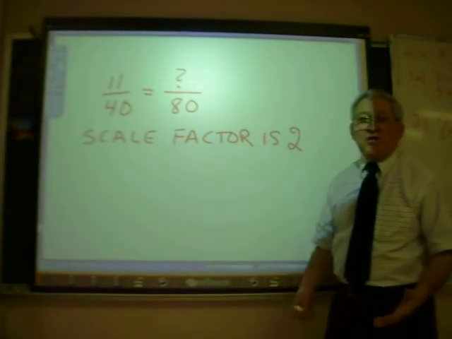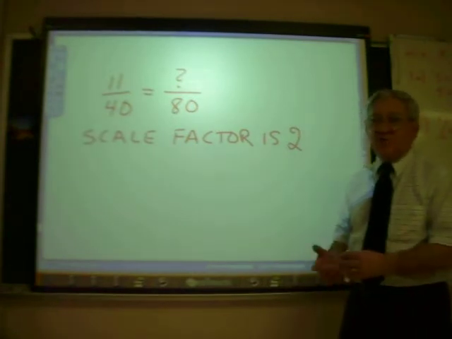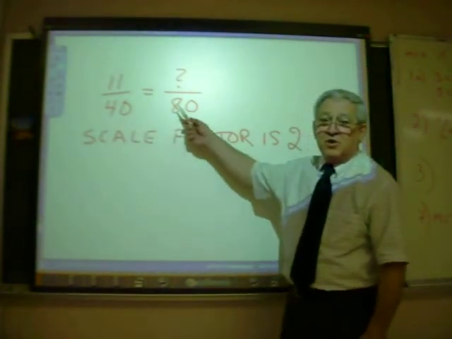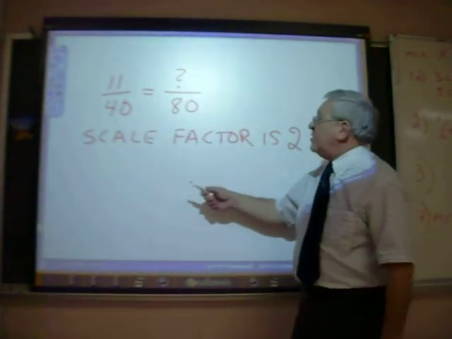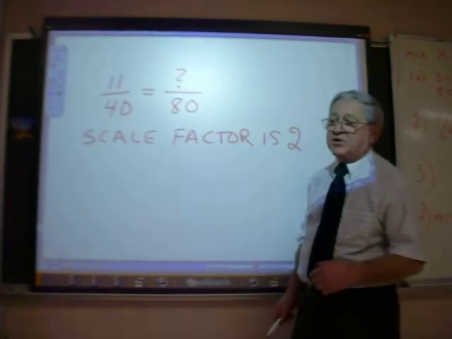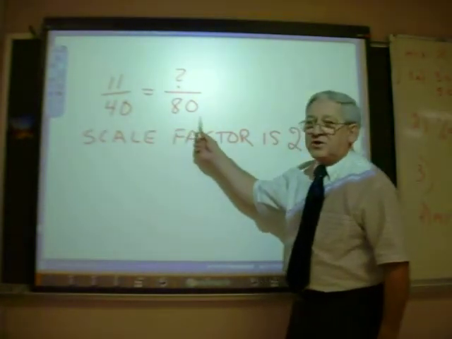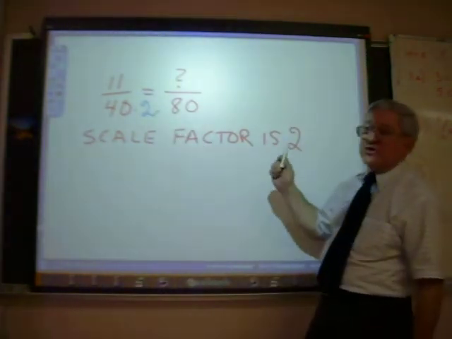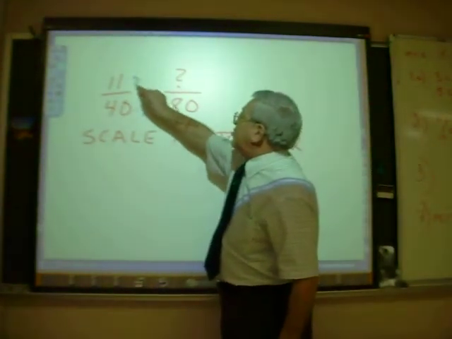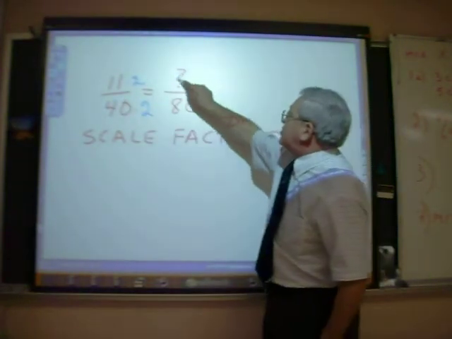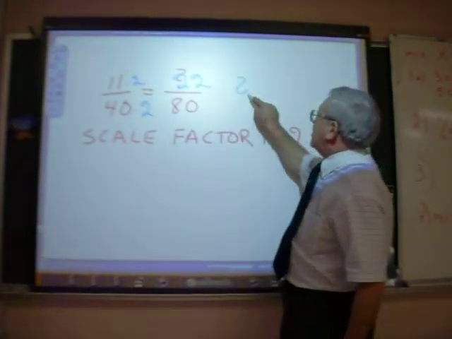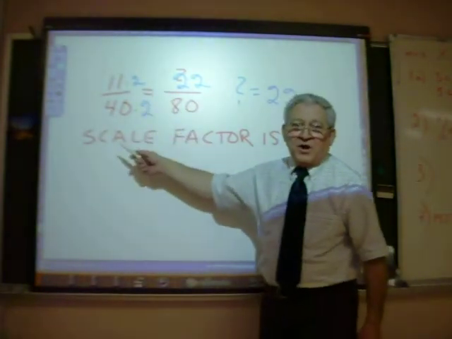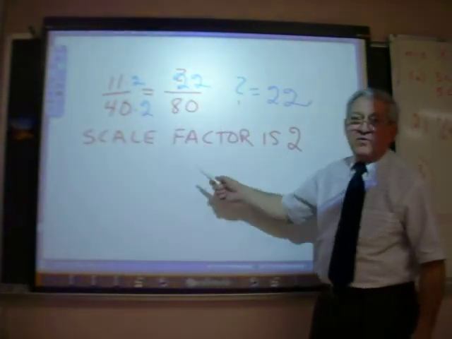Here we have another relatively easy proportion to solve. 11 over 40 is who knows what over 80. Well, this is raising a fraction to higher terms. How do we get from 40 to 80? We multiply by 2. The scale factor is 2. So we multiply the numerator by 2. 11 times 2 is 22. So our question mark is 22. So 11 over 40 is 22 over 80.